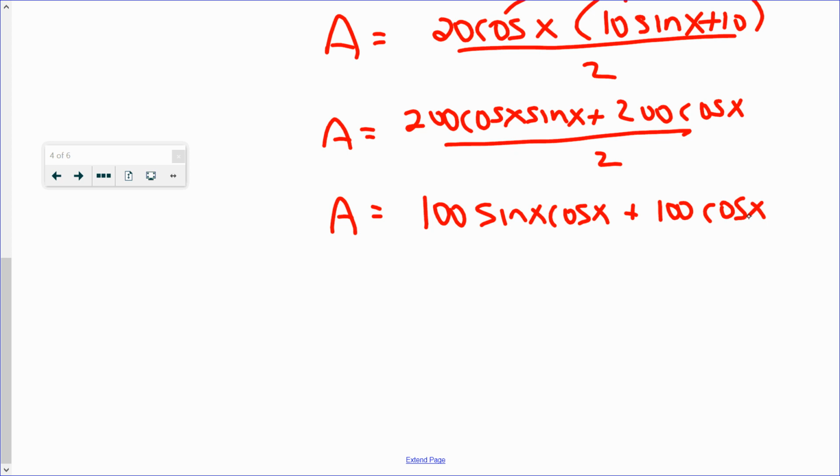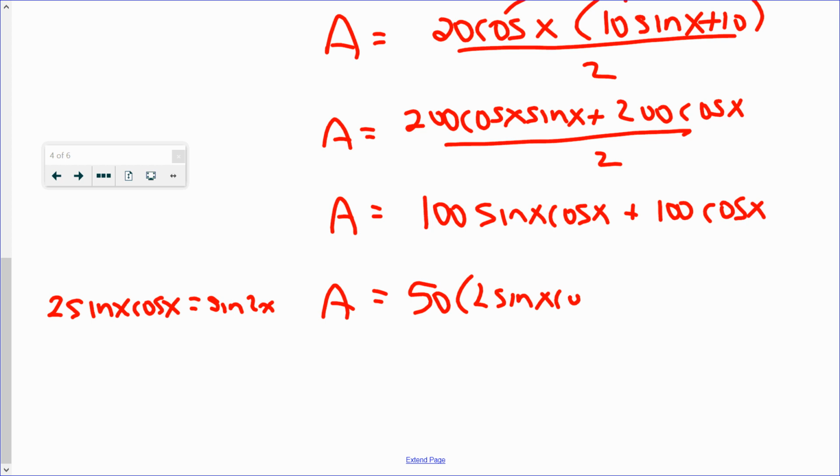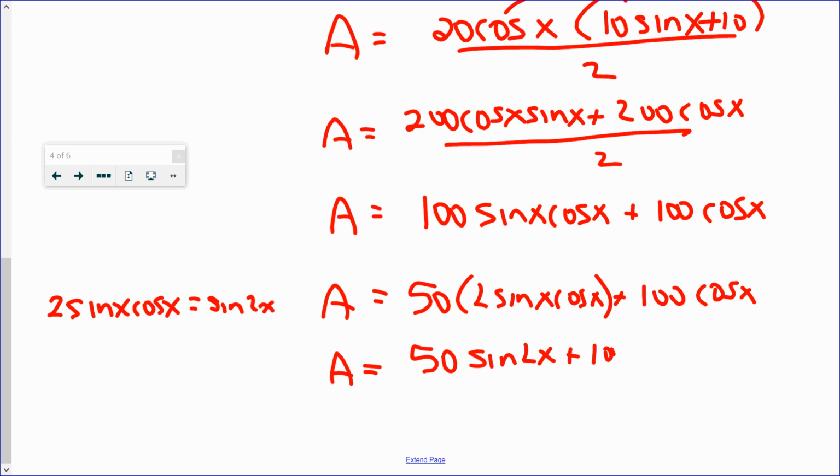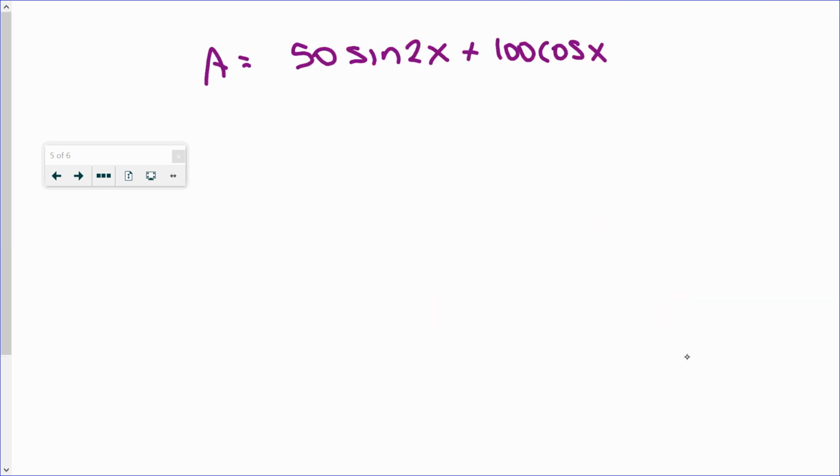So 100 sine X cos X. I know that 2 sine X cos X is the double angle identity sine 2X. So I'm going to rewrite that as 50 times 2 sine X cos X plus my 100 cos X. So area is equal to 50 sine of 2x plus 100 cos x. So the simpler you make your original function, the simpler you make your first derivative. Okay, so let's copy that over to another page and let's do the first derivative.